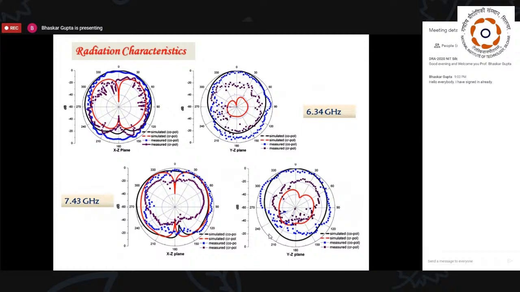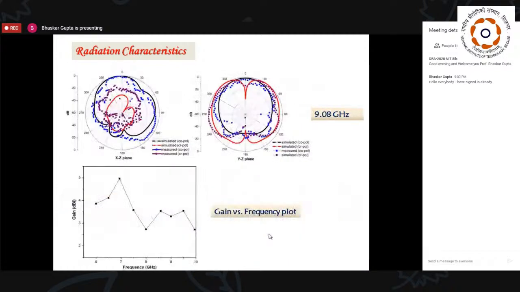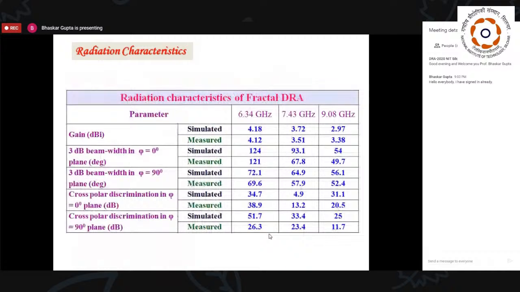These are the radiation patterns at the two resonant frequencies, three resonant frequencies in fact, and this is the corresponding gain versus frequency plot. It shows that the gain is always at a minimum about 3 dB and at a maximum about 5 dB, means within 2 dBi rather, gain margin. And again, radiation characteristics are tabulated here. See, as I said, the different values, I'm not reading out again.